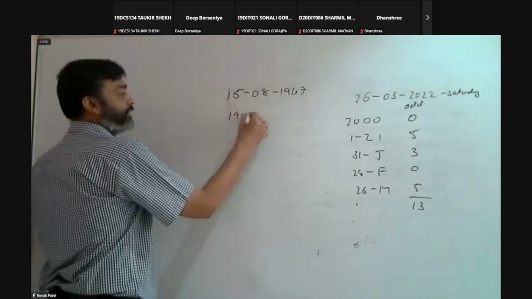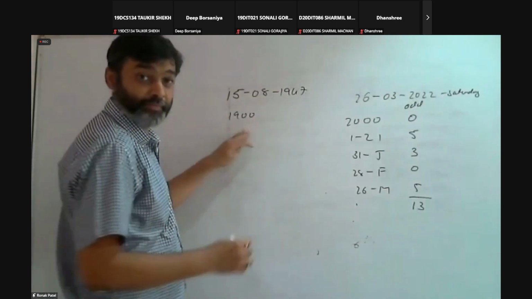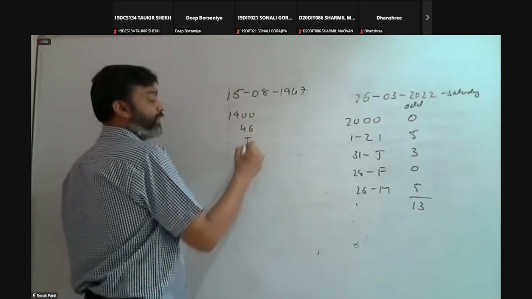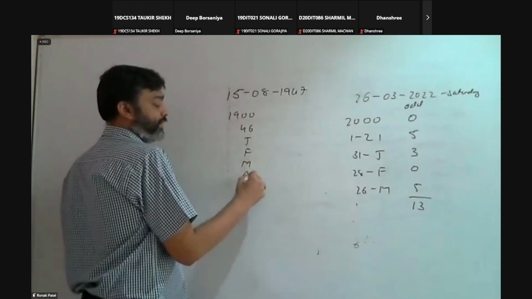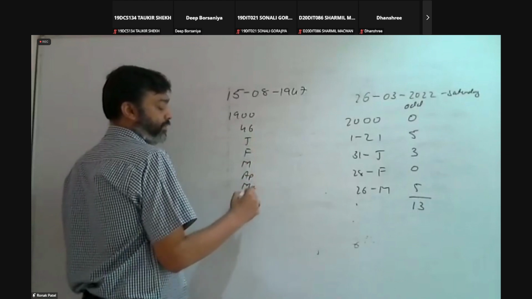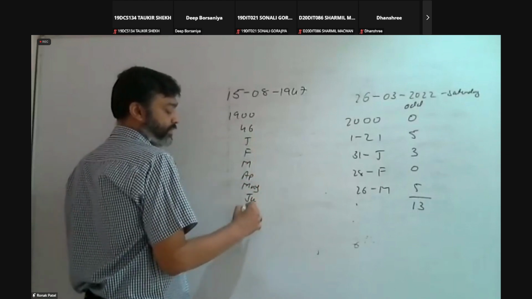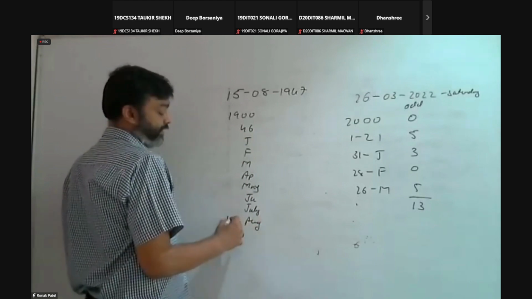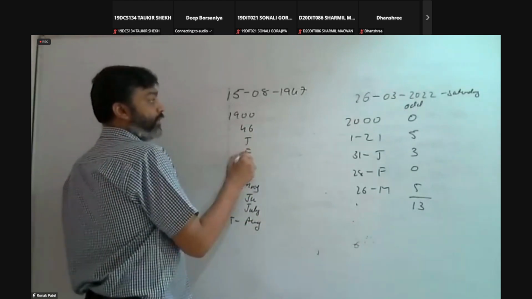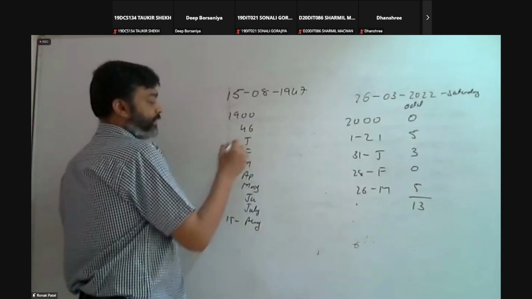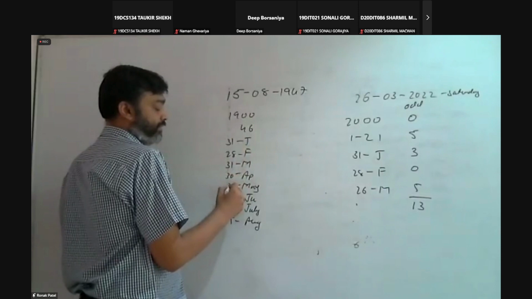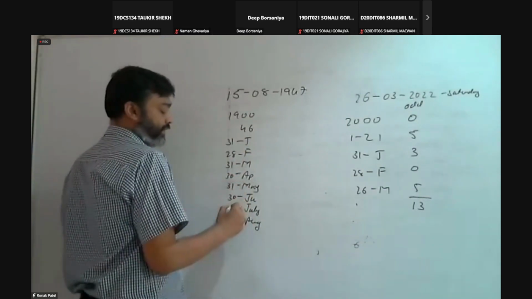15th August 1947. What was the day? So we consider up to 1900, this many hundred years, and 1947 means 46 years more. In that, August comes after January, February, March, April, May, June, July, and in August we are at 15 days. February 1947 has 28 days. January has 31 days, March 31, April 30, May 31, June 30, July 31.